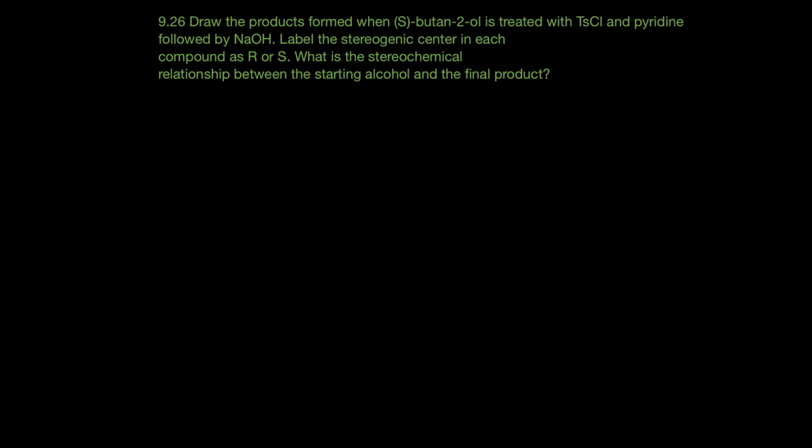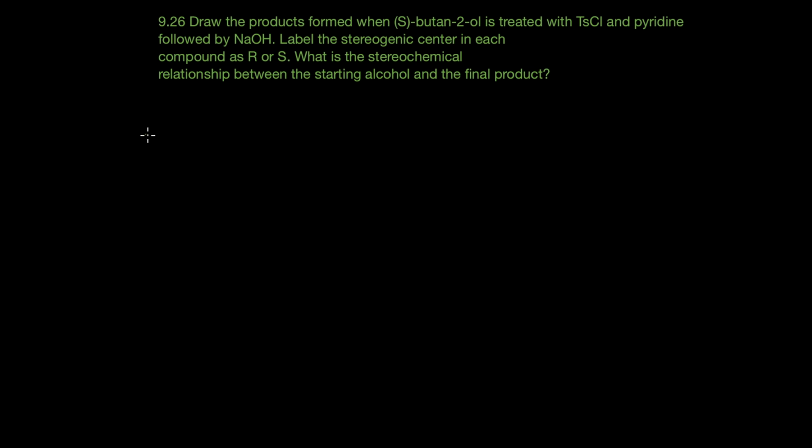Let's get started. In this problem we want to start off with S-butan-2-ol, treat it with tosyl chloride and pyridine, and then in a second reaction treat it with sodium hydroxide. Then we want to look at the stereogenic centers in both the final product and the starting material and see what the relationship is between the two.